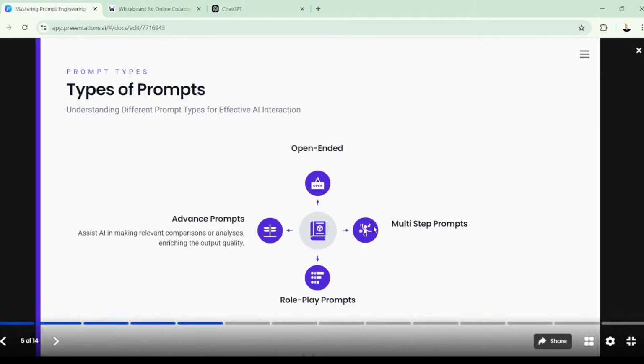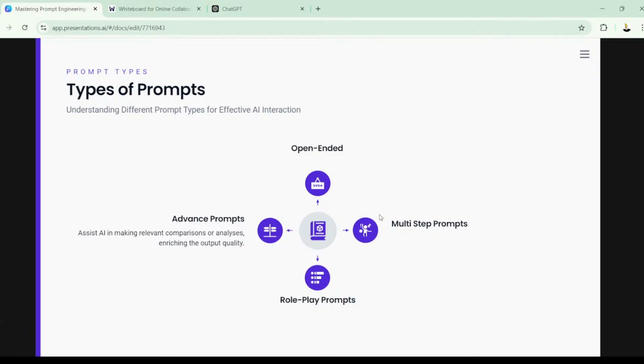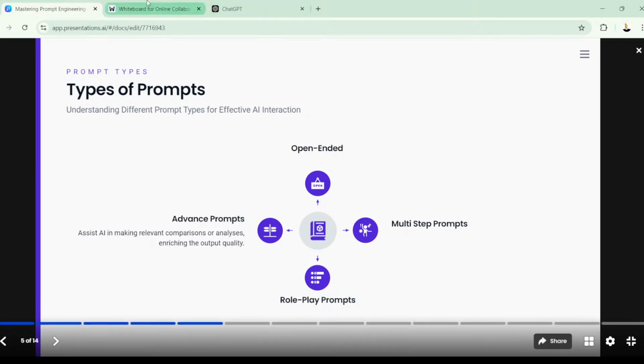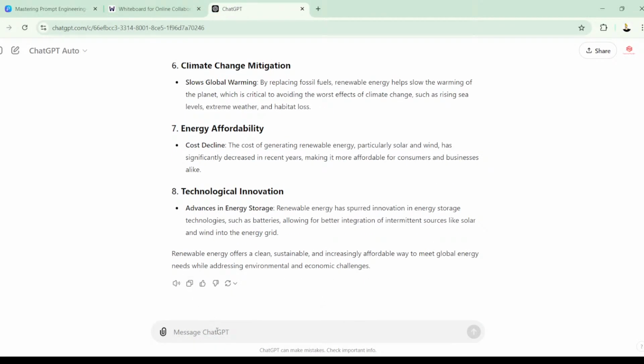Moving on to the second type of prompt, that is multi-step prompt. Okay, as the name suggests, here you break down the request into parts, multi-step, right? For example, if you want to learn machine learning, your prompt can be, first define machine learning. You can give ChatGPT the prompt define machine learning, that's it. And after that you can provide another prompt, for example, provide an example of how it's used in healthcare, right? Then it would give a precise answer.